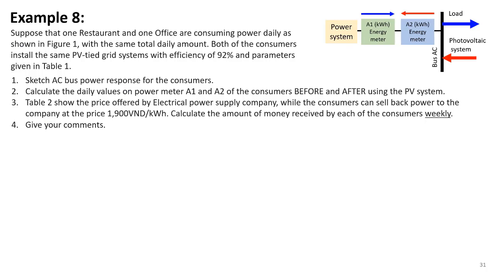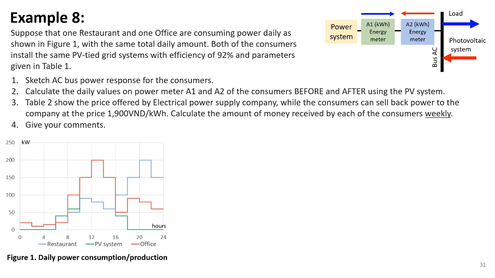Now, let us consider example 8. To help the owner find out their benefit after installing grid-tied PV systems, we have to point out how much the owner gains daily after balancing their consumed power and produced power. Here we consider two typical customers. One is a restaurant with peak power consumption at night time, and the other is an office with peak power consumption at noon time.